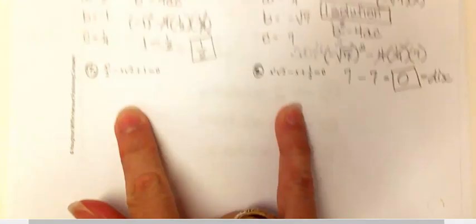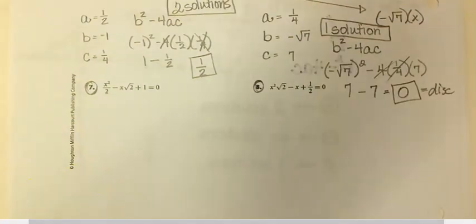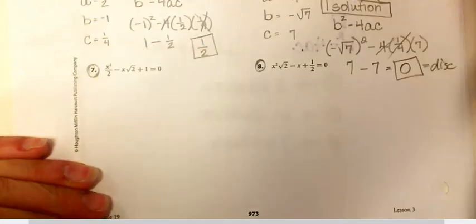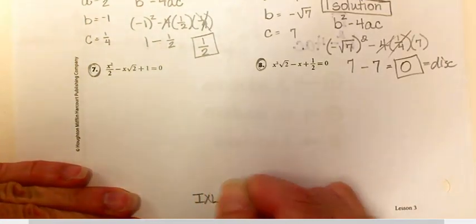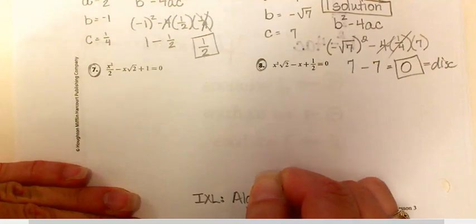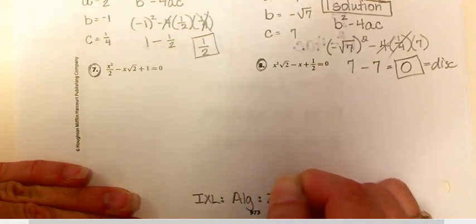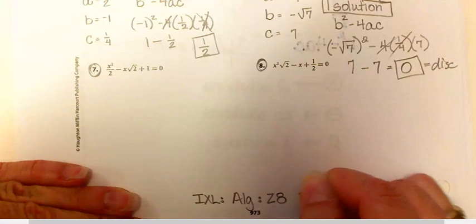So I want you to do these final two for me and practice that IXL objective. That IXL objective is, obviously it's an algebra objective, and it is Z8, using the discriminant.